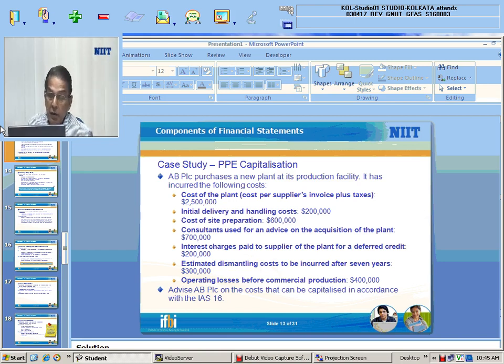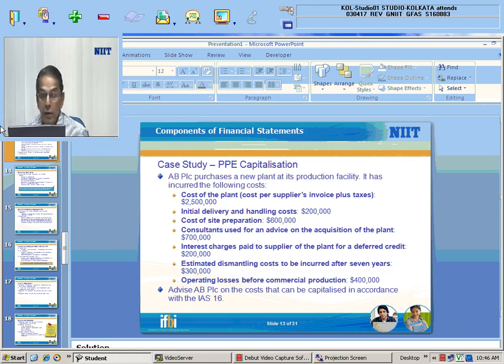Estimated dismantling cost to be incurred after 7 years. The plant has to be dismantled after 7 years. The estimated dismantling cost to be incurred after 7 years is 300,000. And operating losses before commercial production, 400,000.